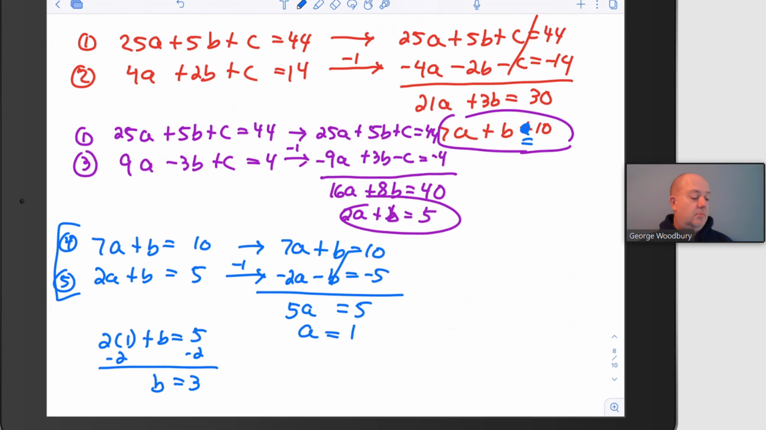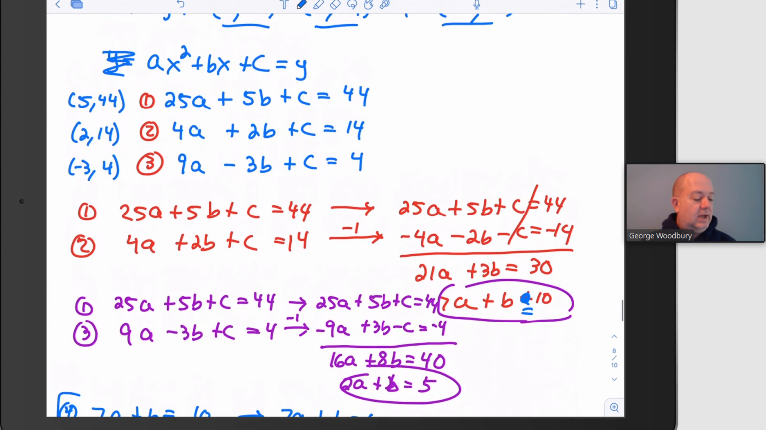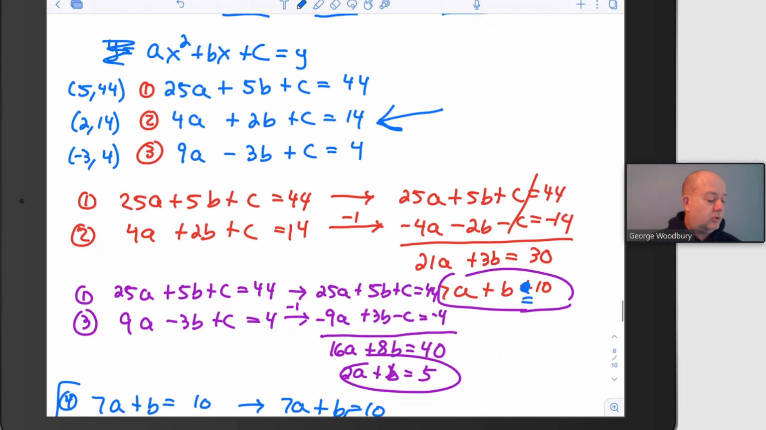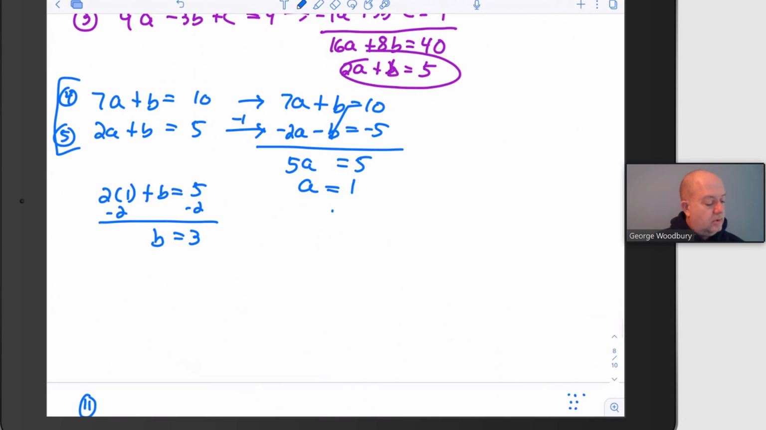I still need to come up with a value for c. And I can use any of these. Which one looks the best to you? To me, it's this one, because all the coefficients are positive and small. 4a plus 2b plus c equals 14.